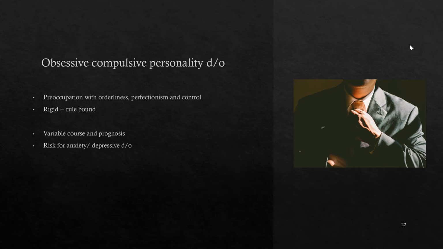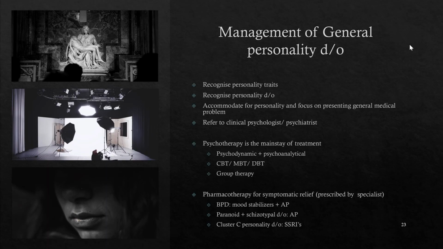Lastly, obsessive compulsive personality disorder. This is when the patient is preoccupied with orderliness, perfectionism, and control. Their behavior is usually rigid and rule-bound. This diagnosis has a variable course and prognosis, very dependent on the individual. There is a risk for anxiety or depressive disorders.